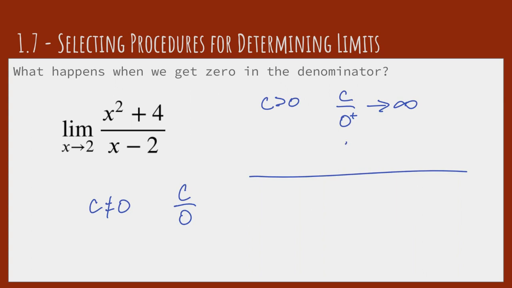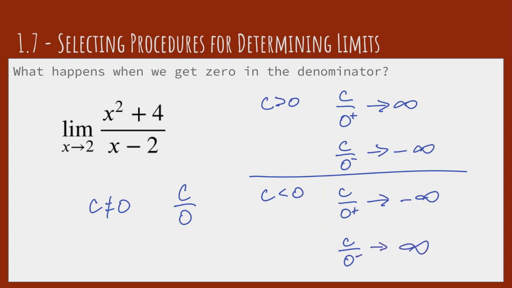We'll keep c positive, but we approach 0 from the left side. Then we have a positive divided by a negative, and we get negative infinity. When c is a negative number, then we have a negative divided by a positive. It's going to be negative infinity. And we have a negative divided by a negative, negative divided by negative is going to be positive infinity. So we're just following the rules of dividing positive and negative numbers here. And what's really important is when the denominator approaches 0, we know whether it's a number a little bit bigger than 0 or a little bit smaller than 0.